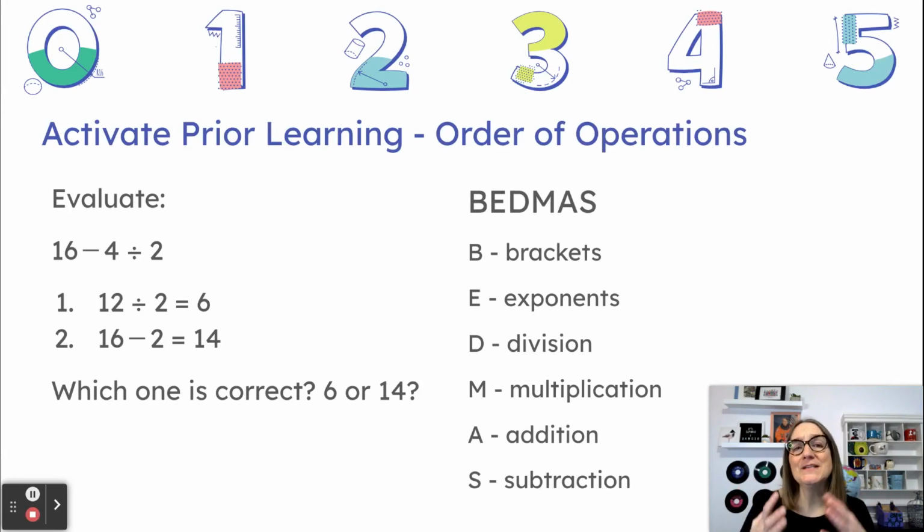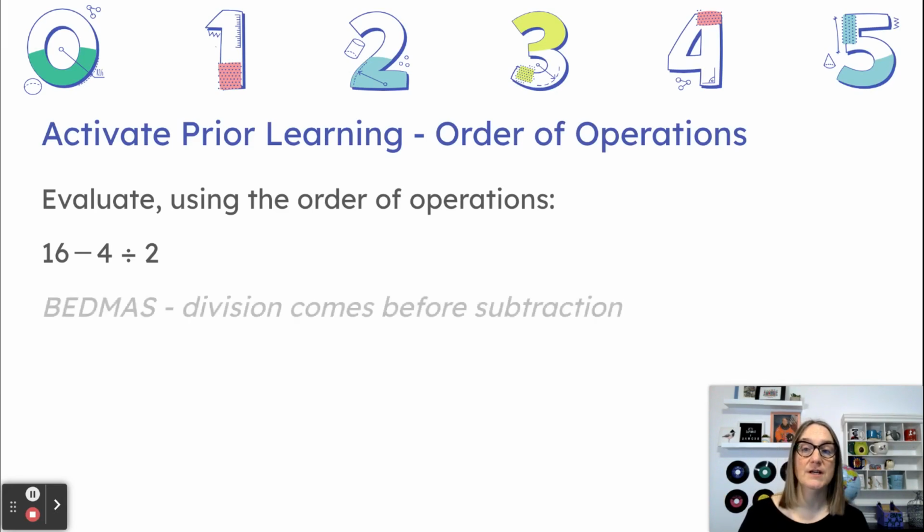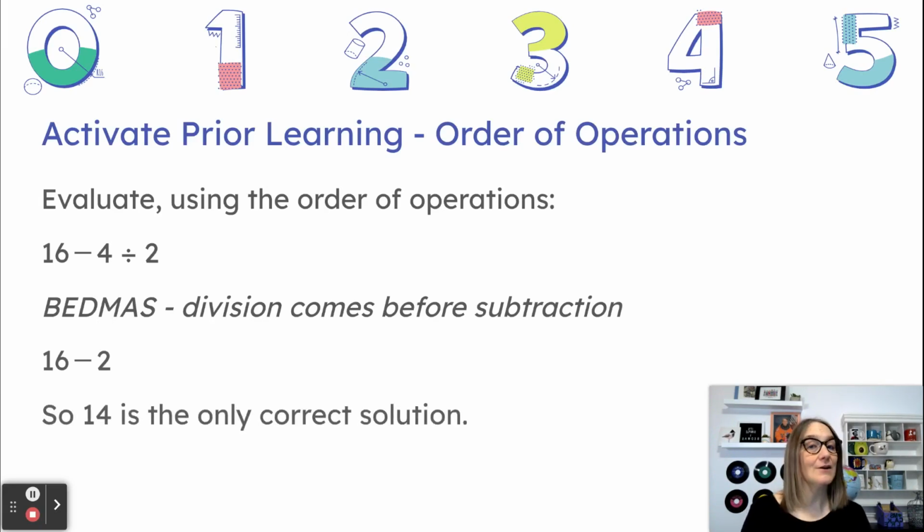It's actually really simple once you remember this acronym BEDMAS and what each one of the letters stands for, and you just follow it through in that exact order. Now, if we were to evaluate the same expression using the order of operations, we remember BEDMAS tells us to do the division before the subtraction. So as we simplify our expression, we do the division first, and we get 16 minus 2, which leaves us with 14 as the only correct way to evaluate this expression.